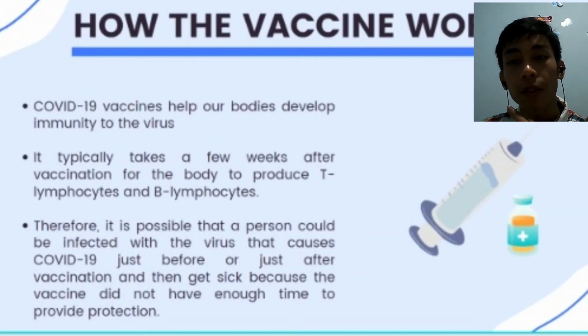It typically takes a few days after vaccination to produce T-cells and B-cells. Therefore, it's possible that a person could be infected with the virus that causes COVID-19 just before or just after vaccination and get sick, because the vaccine did not have enough time to provide protection. The body of the person who has been injected with the vaccine will stimulate antibodies to learn to recognize the virus, and thus reduce the risk of exposure.